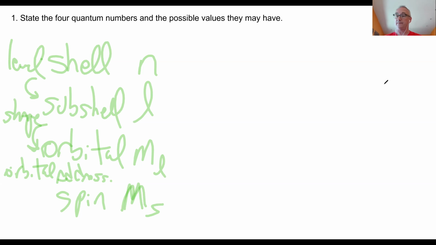Now let's go over what these numbers can be, since the whole question is, what are the possible values they can have? So for shell, what number, that could be a series of different numbers. What's the lowest possible value it can have?